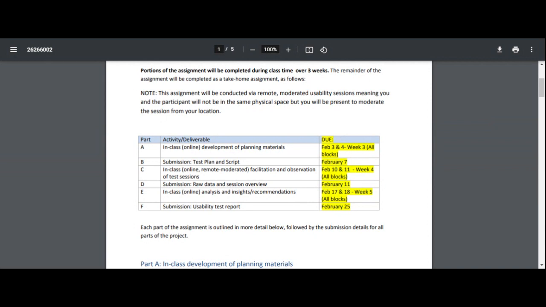Wednesday and Thursday, we're going to continue and finish up. What might happen is I may make the due date next Thursday, so that we have all the test plan and the script ready by then. So instead of February 7, instead of Sunday, on Thursday midnight we have to have done all of our test material, so that the following week we can move on to doing the actual usability testing like I did, but you will do that with your classmate. So Wednesday and Thursday will be async.